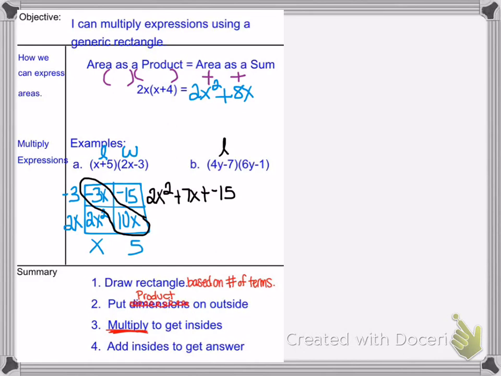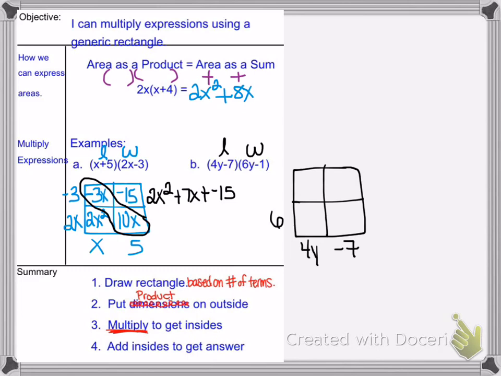Again, you have your length and your width. So when we go to draw our generic rectangle, we're going to place our length and make sure we have that negative 7, 6y, and that negative 1. Again, we're multiplying to find the sum to get the interior area of our rectangle. Multiplying to get the 24y squared, the negative 4y, negative 42y, and the positive 7.